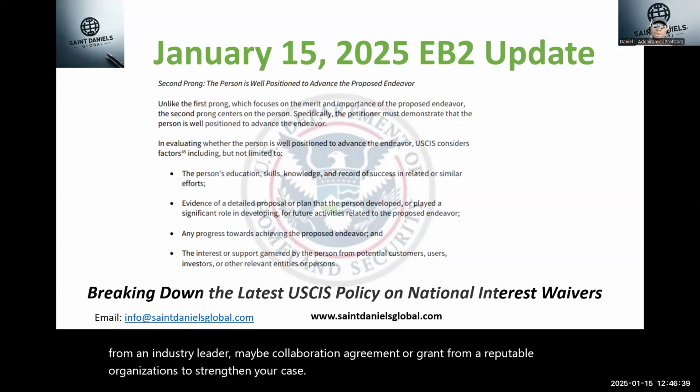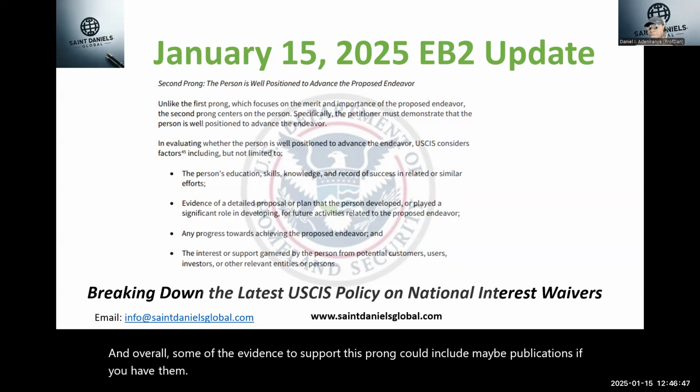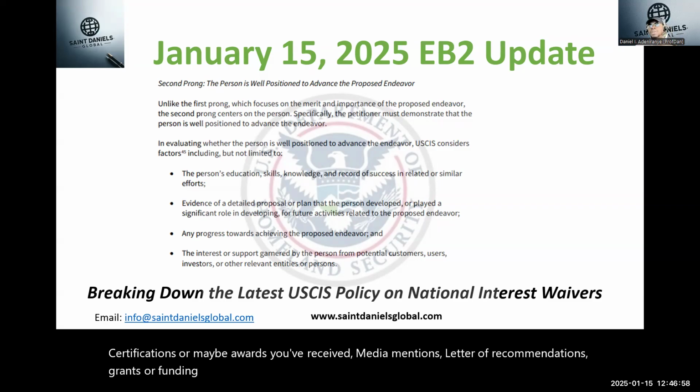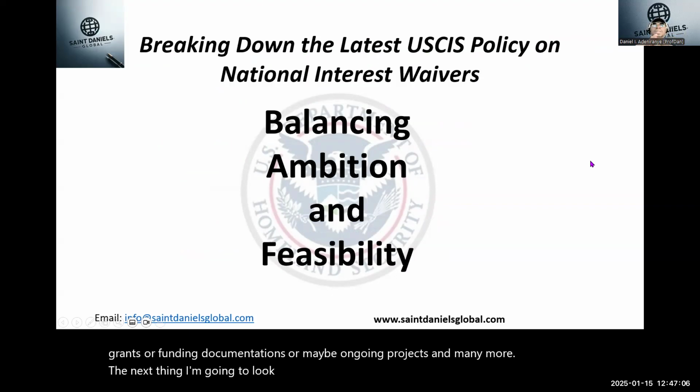And overall, some of the evidence to support this prong could include publications, if you have them, certifications, awards you've received, media mentions, letters of recommendation, grants or funding documentation, or ongoing projects, and many more. The next thing I'm going to look at is balancing your ambition and feasibility.